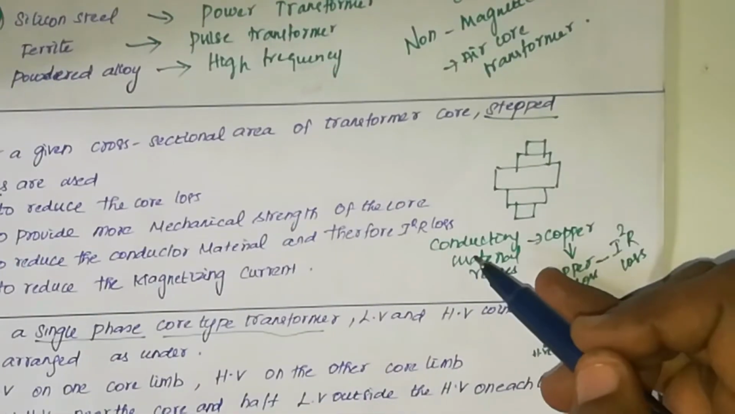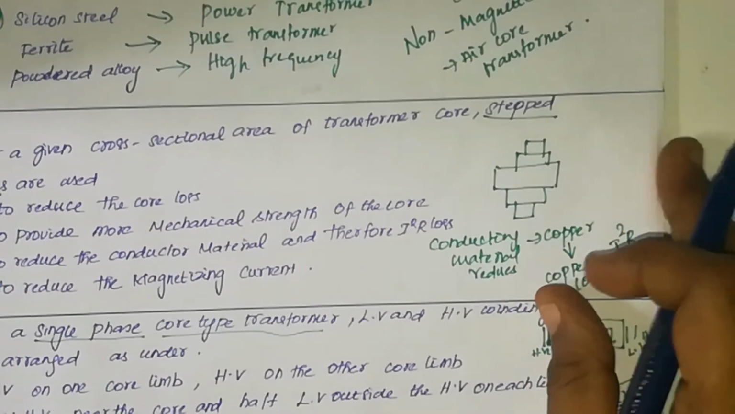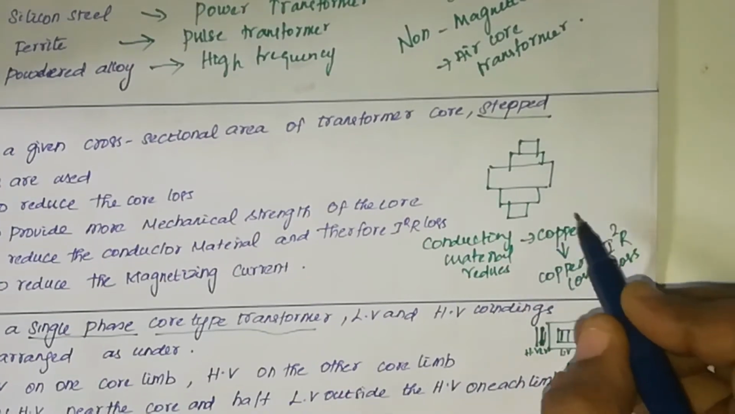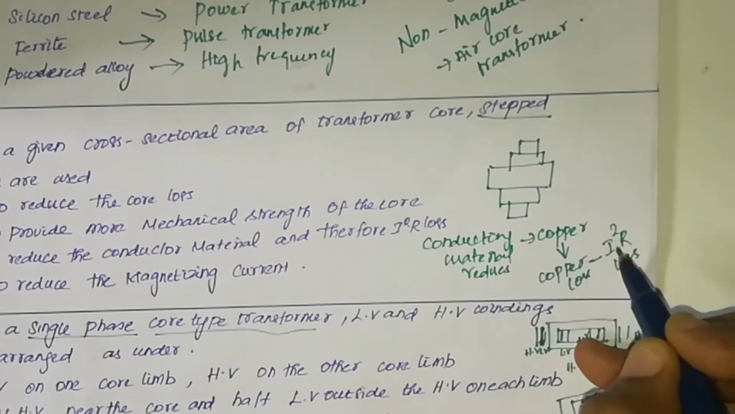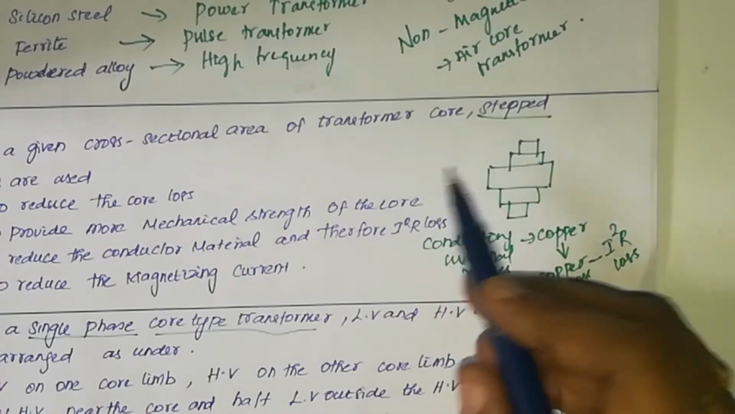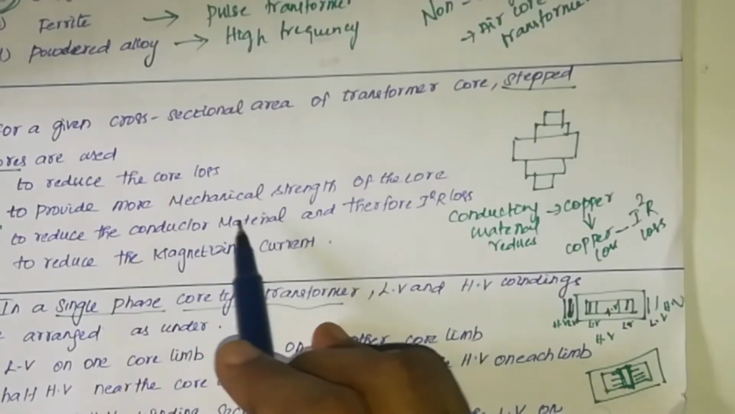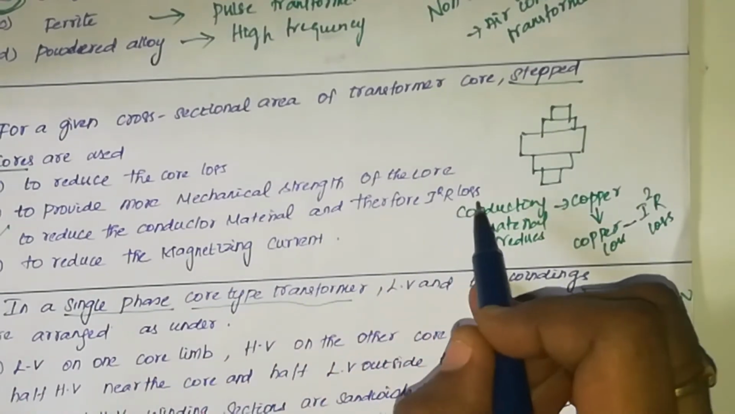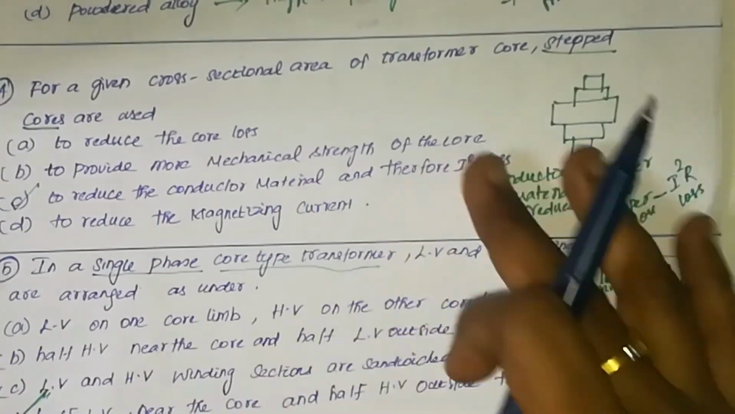The conducting material is nothing but copper. We often use copper as the conducting material. If copper is reduced, the copper loss is also reduced. The copper loss is nothing but I square R. So in this question, the answer is to reduce the conducting material and therefore I square R losses. So option C is correct.